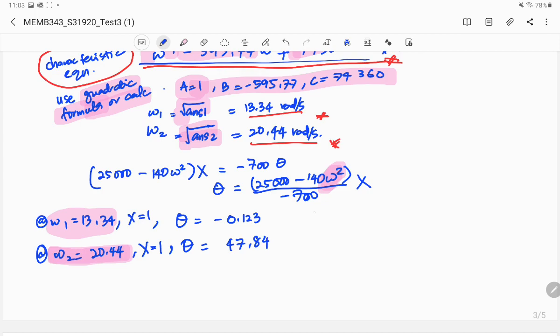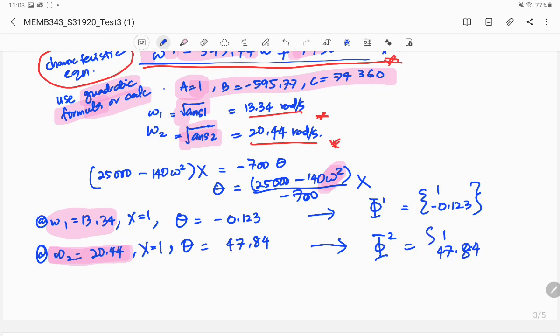So you will get 47.84. The way to write your mode shape, since your x is 1, for the first mode shape your theta is negative 0.123, because the way you're writing is x and theta. Same as this one, the second mode shape will be 1 and 47.84. That one represents x, and the bottom value represents theta. So that's how you write your mode shapes.